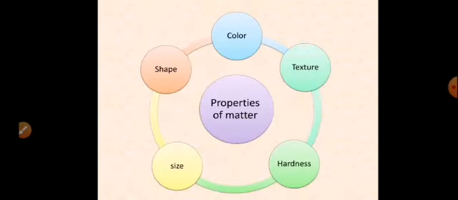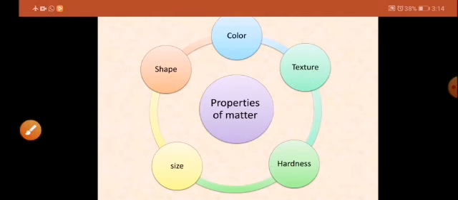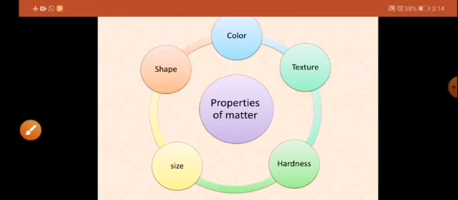For example, the properties of matter. Matter can have different shapes, different colors, different textures, different hardness, and different sizes. Again, different shape, color, texture, hardness, and size. What does this mean? Let's take them in more detail.